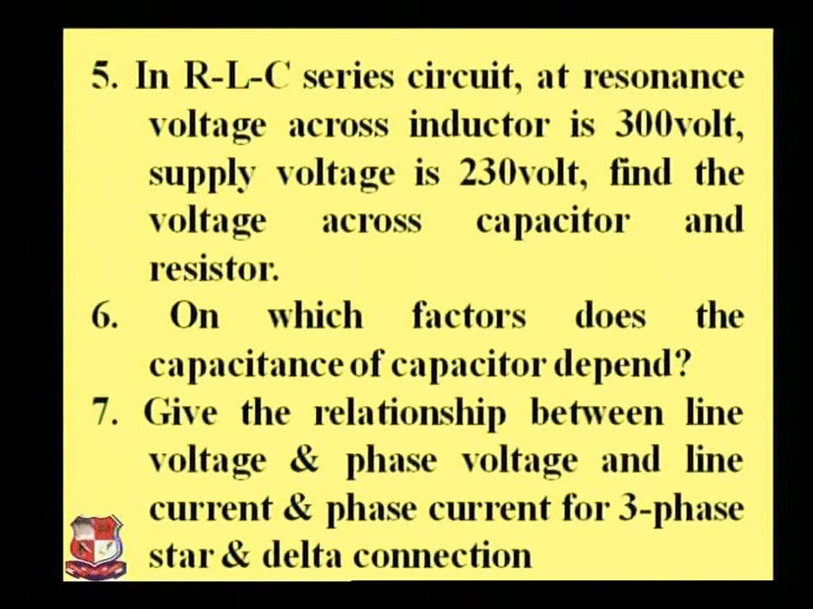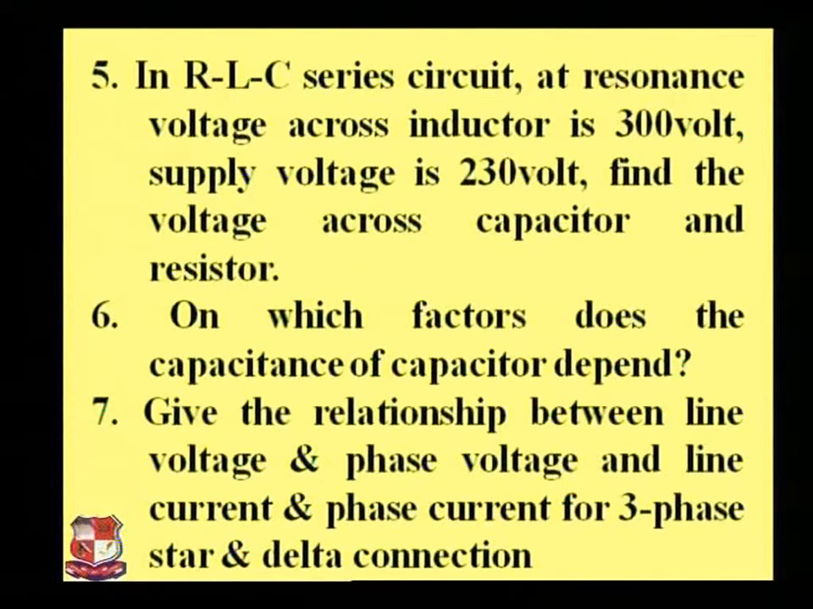Question number 5, in an RLC series circuit, at resonance the voltage across the inductor is 300 volt and the supply voltage is 230 volt, then find the voltage across the capacitor and the resistor. Question number 6, on which factors does the capacitance of a capacitor depend? Question number 7, find out the relationship between line current and line voltage, and phase current and phase voltage for the 3-phase circuit, with star and delta connection.